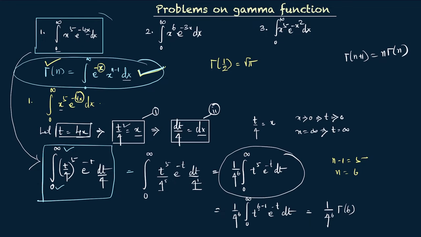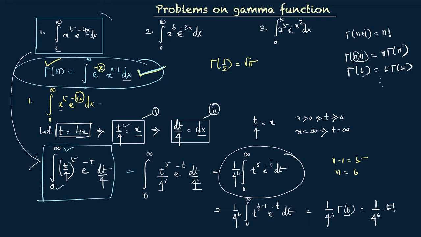Okay, so here our n is gamma of 6, so n plus 1 is equal to 6, so n is equal to 5, right? So this will be 5 into gamma of 5. And one more property is given, gamma of n plus 1 is nothing but n factorial. So this is nothing but 1 by 4 power 6 into gamma of 6, means 5 factorial. And we know that 5 factorial is equal to 120.